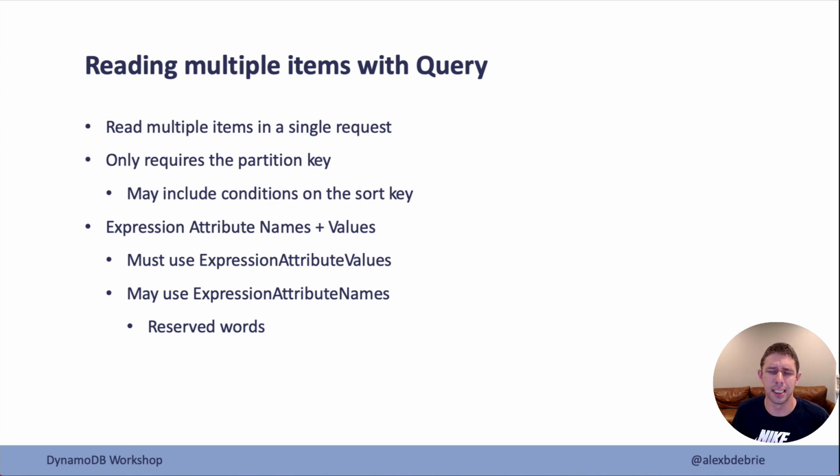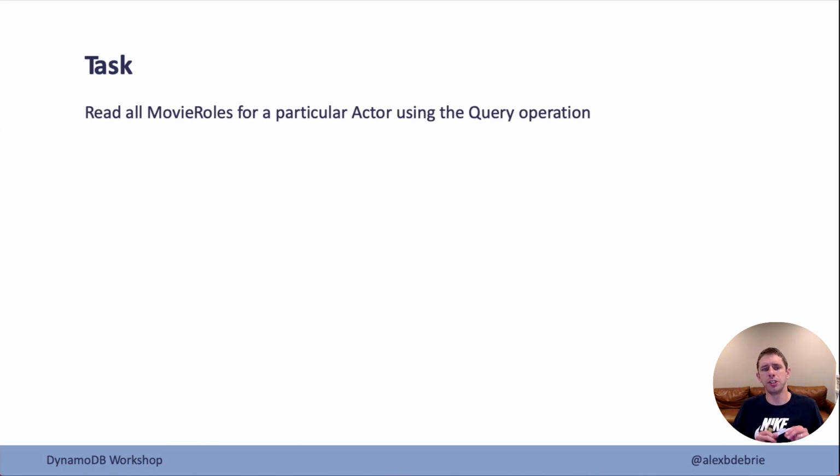You'll take some practice to get used to it, but then you'll sort of figure it out. So let's move into our task here. We're going to use that query operation, and I want you to read all the movie roles for a particular actor using that query operation, right? So we wrote roles for Tom Hanks, for Tim Allen, for Natalie Portman. Pick one of those, write out the query expression to fetch all the movie roles for that actor. Take some time, pause it here, and we'll come back and see how I did it.